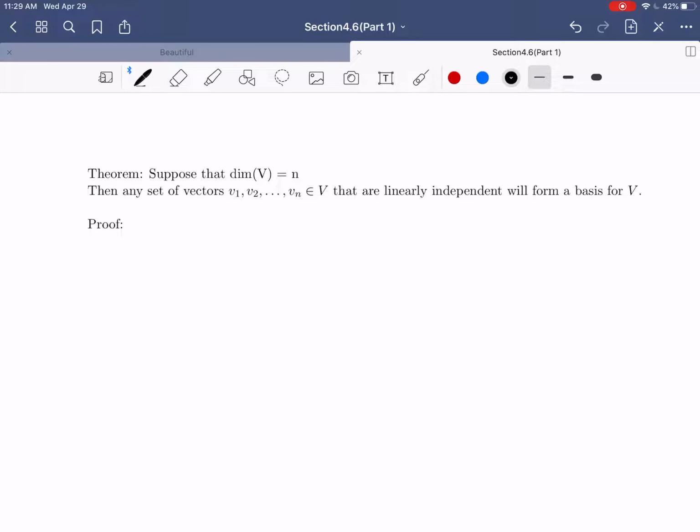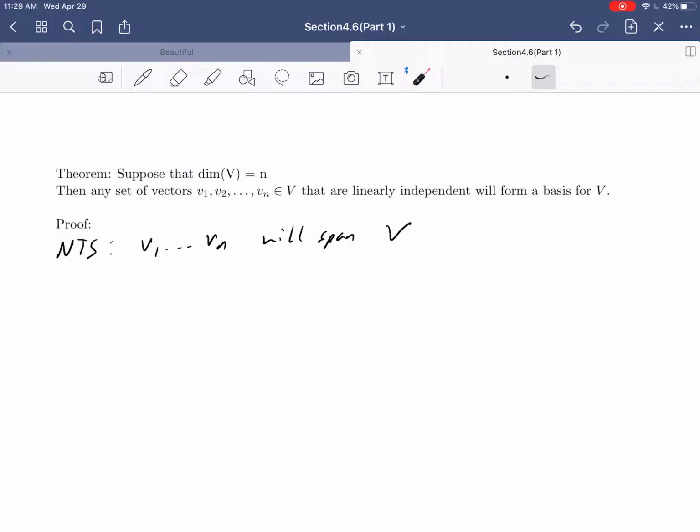So to prove this, we're going to assume that v1 through vn are linearly independent, so that's half of being a basis. We need to show that they're going to span. So we need to show v1 through vn will span V. If we can show that, then we know by assumption that they are linearly independent, and we will prove that they span. So being linearly independent and spanning, that'll automatically mean that they are a basis.